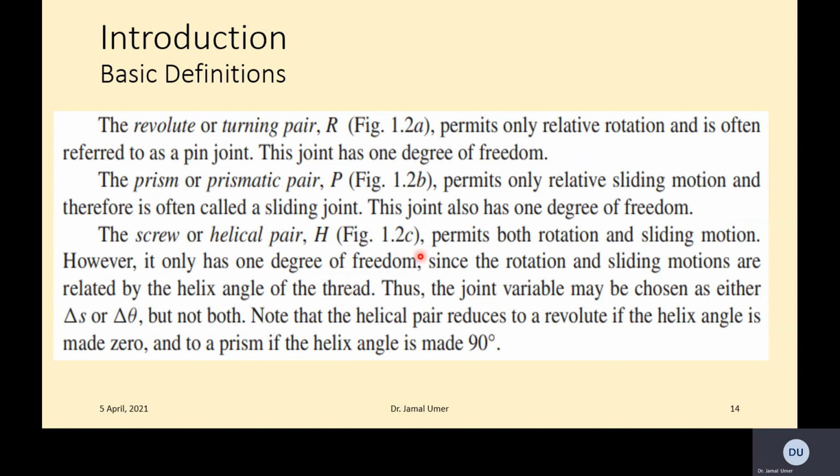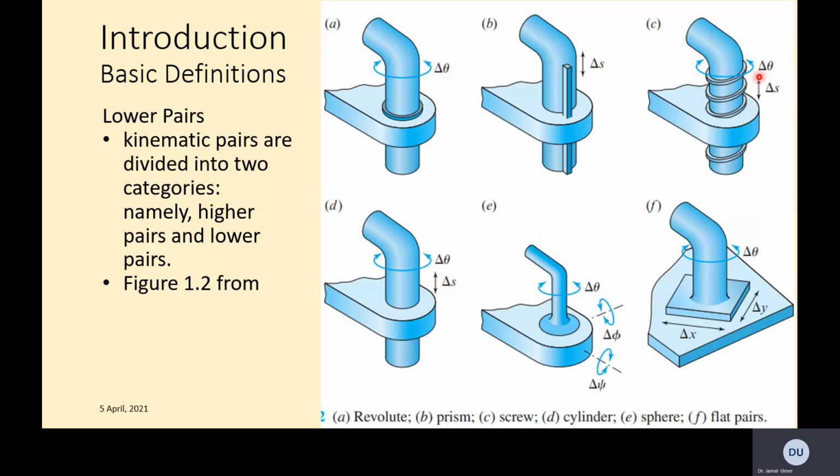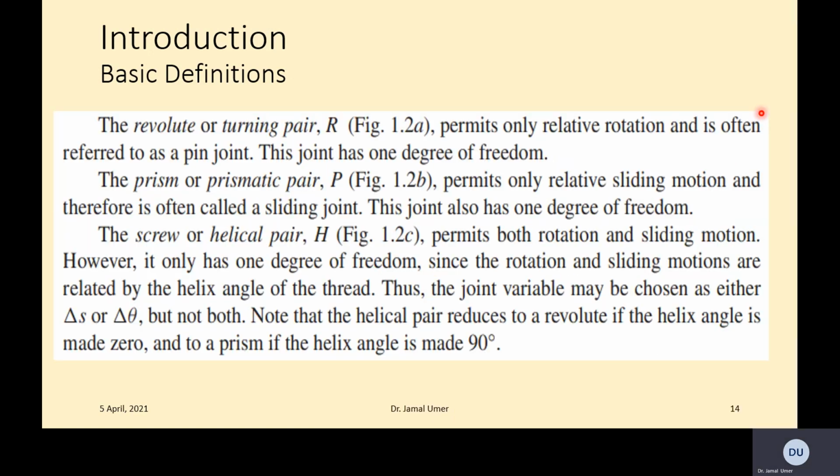The screw or helical pair, capital H, permits both rotation and sliding. So you see, you can rotate it and then it will go up and down, right? Delta S is up and down. However, it only has 1 degree of freedom. This is interesting: it has 1 degree of freedom since the rotation and sliding motions are related by the helix angle of the thread.